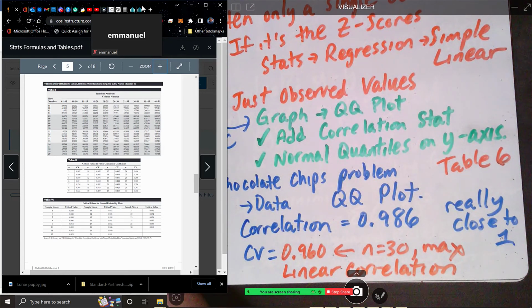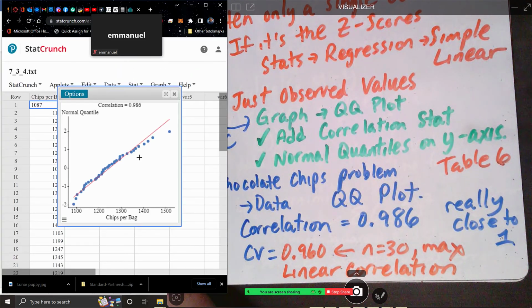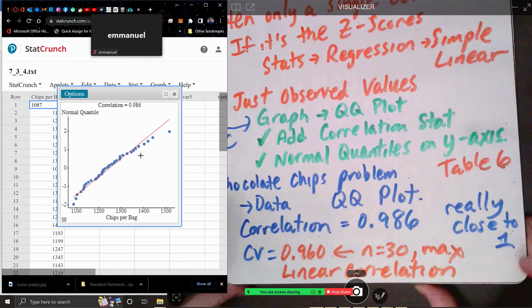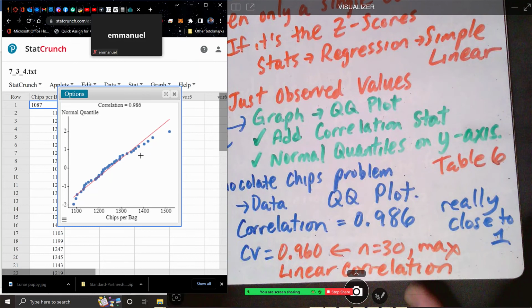And when we look at the picture, you'd go, yeah, those dots are all pretty much in a line. You can easily see, looking at it, that there is a linear correlation.